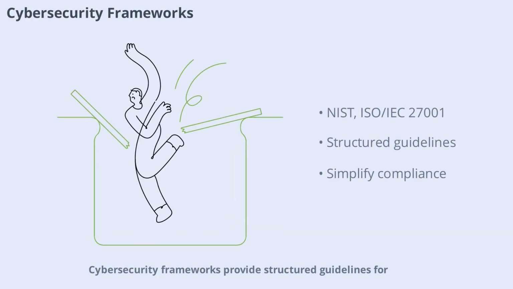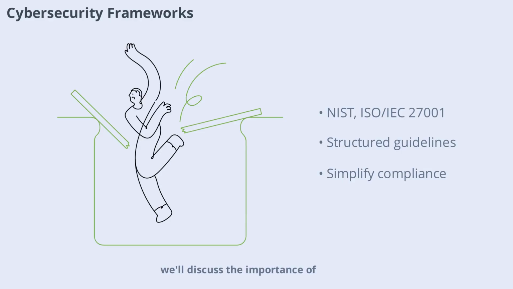Next, let's look at the role of cybersecurity frameworks in regulatory compliance. Cybersecurity frameworks provide structured guidelines for managing security risks and achieving regulatory compliance. Popular frameworks include NIST, ISO/IEC 27001, and CIS Controls. These frameworks help organizations identify risks, implement controls, and measure progress. While not always legally required, following a recognized framework can simplify compliance and improve overall security.